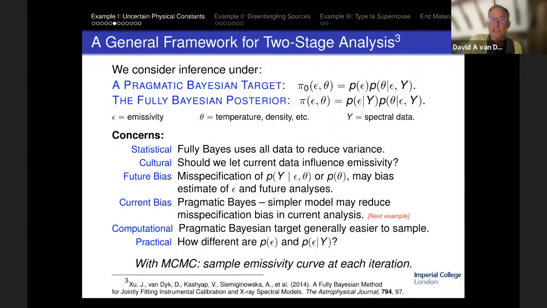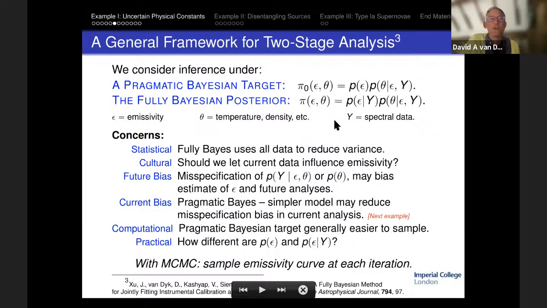I'm going to leave it at that. So why might I use one of these or the other? Well, from a statistical point of view, the thing you usually use is the fully Bayesian posterior distribution. If you have some data and it tells you about the emissivity, you ought to use it. So it's pretty simple. Use a fully Bayesian approach.